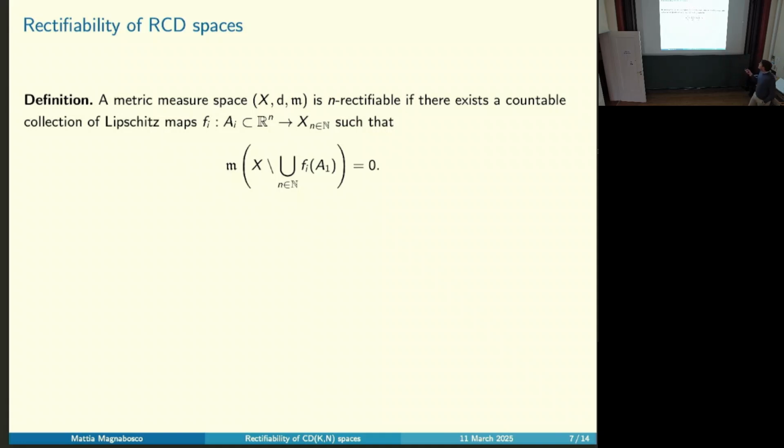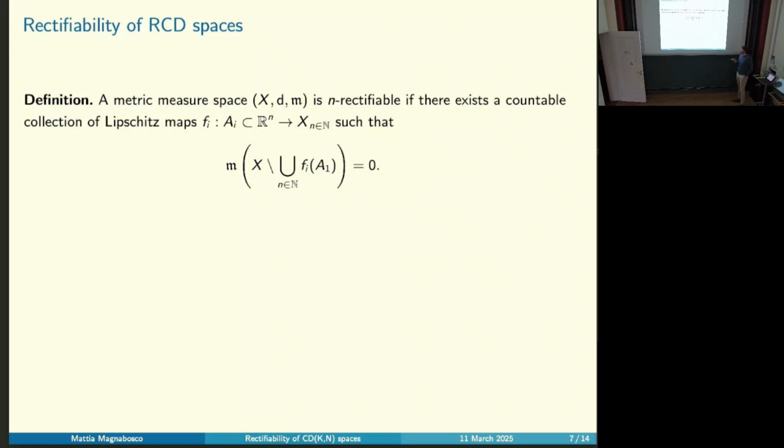And this is not necessarily the same as the classical definition of n-rectifiability, because usually in n-rectifiability you would like to have the Hn measure here. But for a reason that will be clear in a second, we prefer to have m here. And the idea is that we already have a reference measure here, and we already have a class of null sets, so we might as well take these as null sets. But I will make a remark at the end of this slide, and this will be definitely clear.